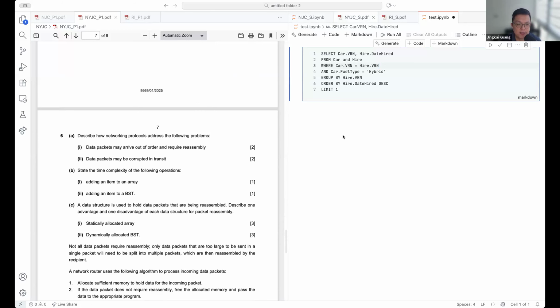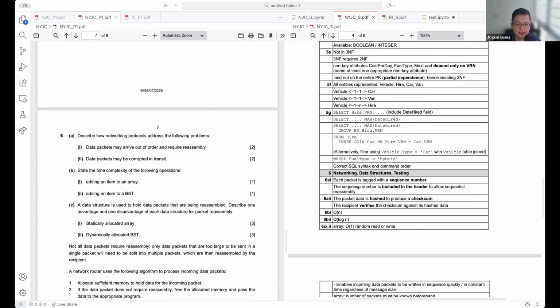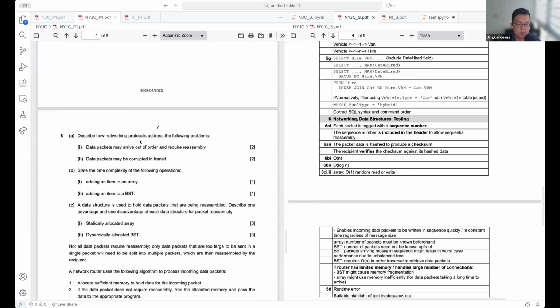Network stuff. Okay, I'll try my best. Describe how network protocols address the following problems. Data packets may arrive out of order and require reassembly. I think we mentioned this in your data packet and the header: you need to store the sequence number. The sequence number will tell the receiving device the order in which to assemble things.